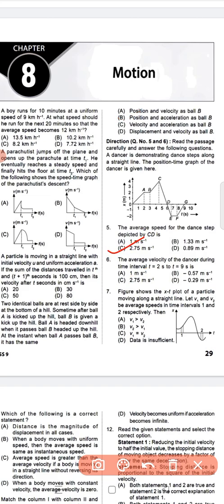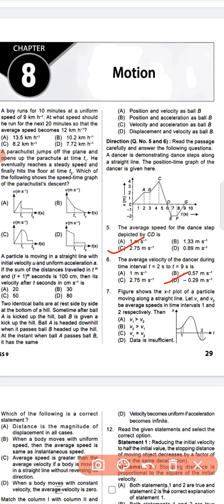Now question number 6, the average velocity of the dancer during the time interval t equals 2 s to t equals 9 s is, options A, B, C, D. Four options are given and D is the correct answer.